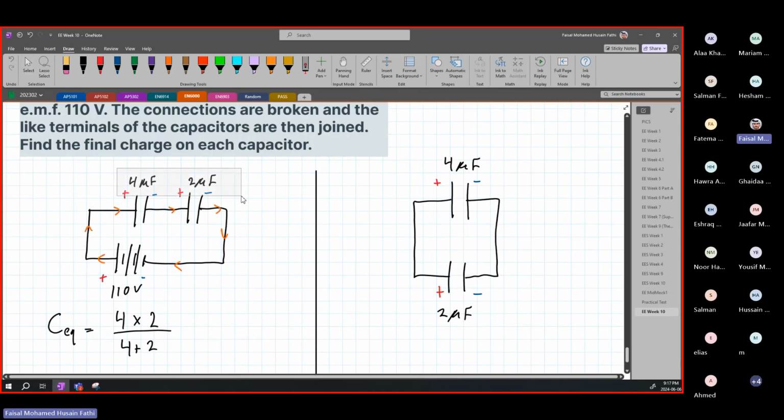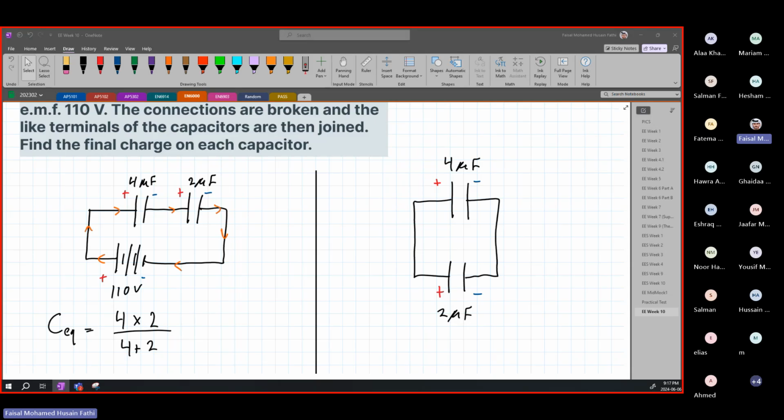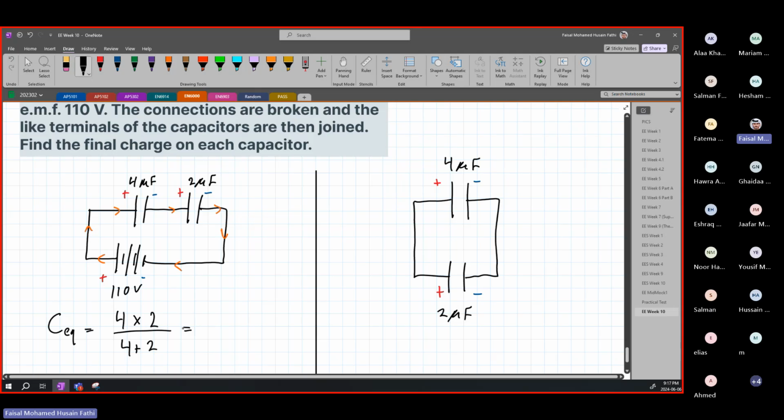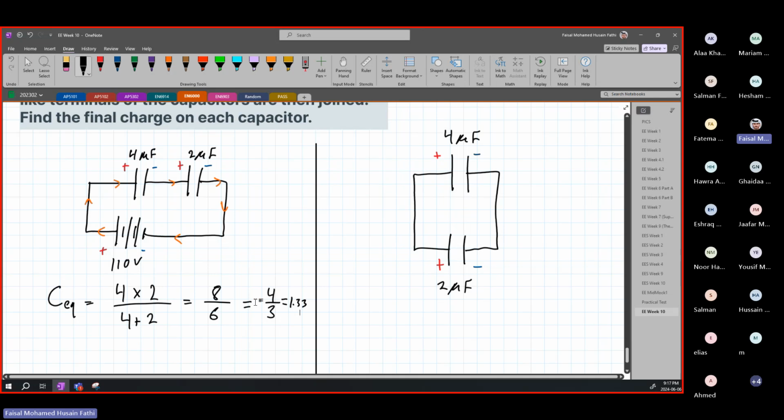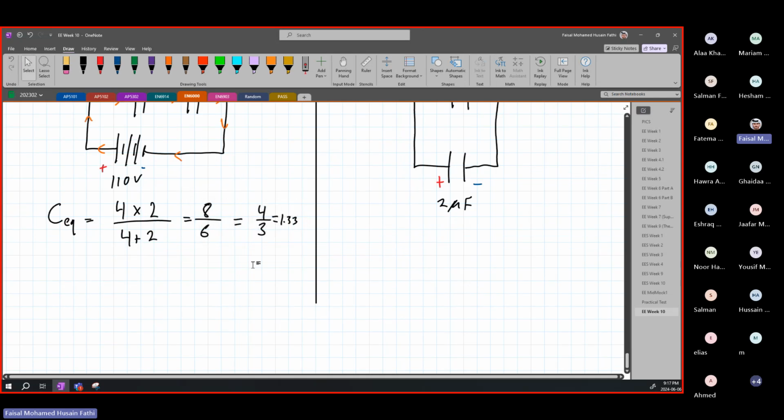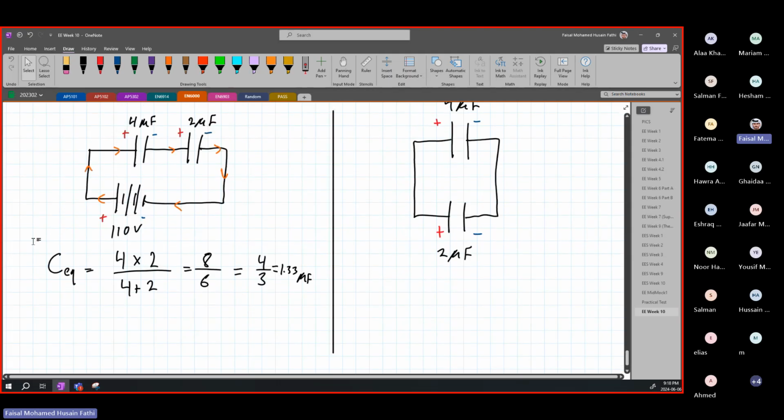When it comes to units, if you're only dealing with capacitance directly, you can keep them all the same unit and your final answer will be the same unit. Here micro, here micro. Since they're both micro, you can keep them the same way they are and your answer will be in micro. So when it comes to units, just make sure of that. You can change it back and forth if you want, but there's no point. You'll be wasting time. 4 times 2 is 8 over 6, which is 4 over 3, so 1.33 microfarads. All right, this is our equivalent.